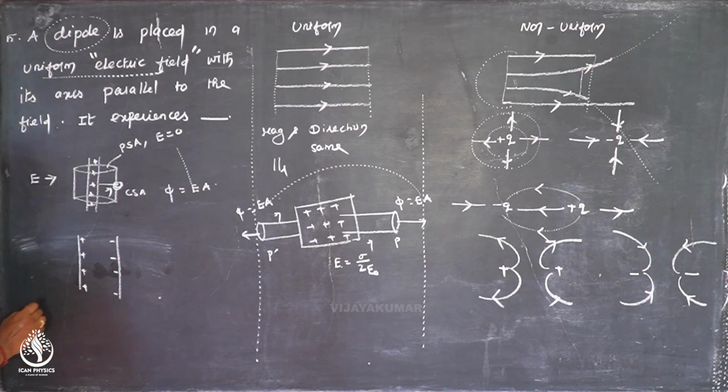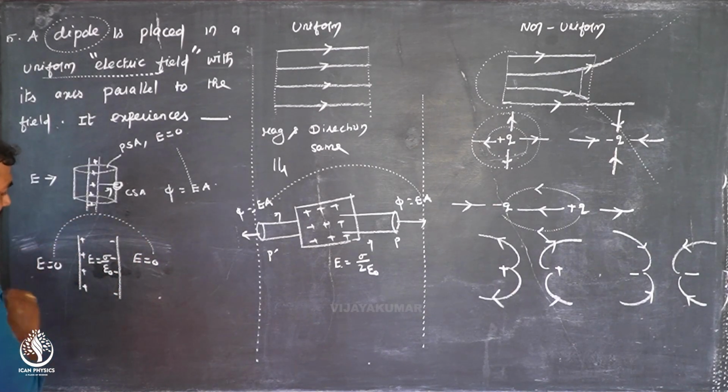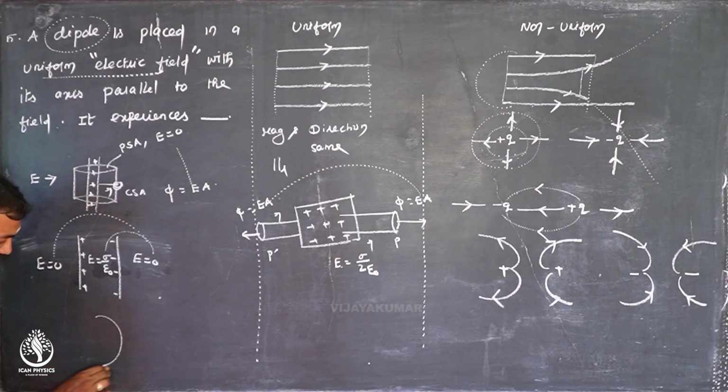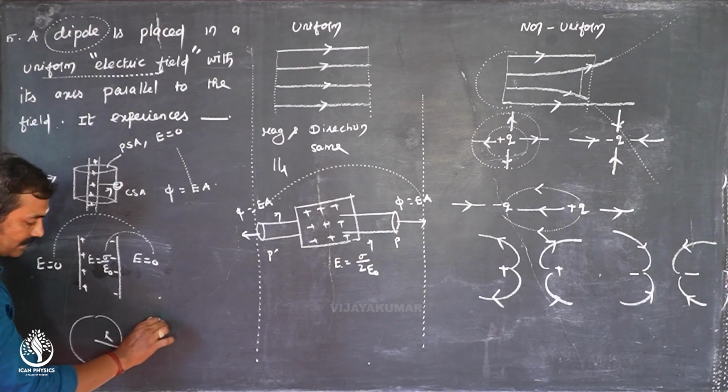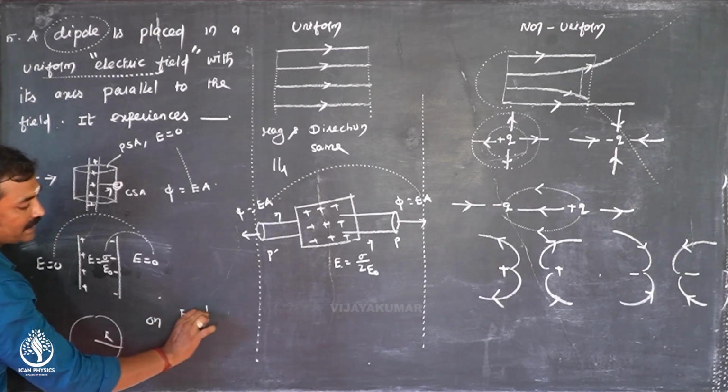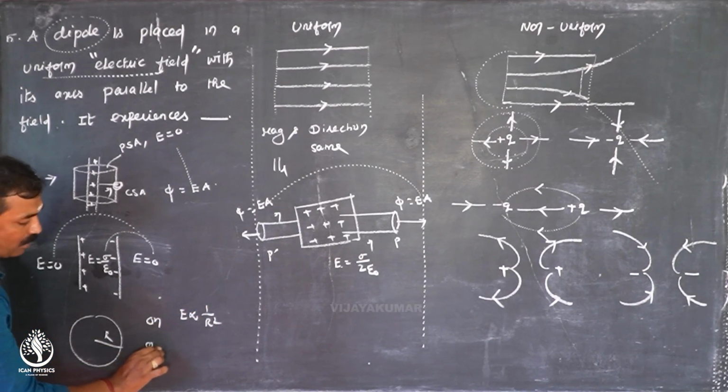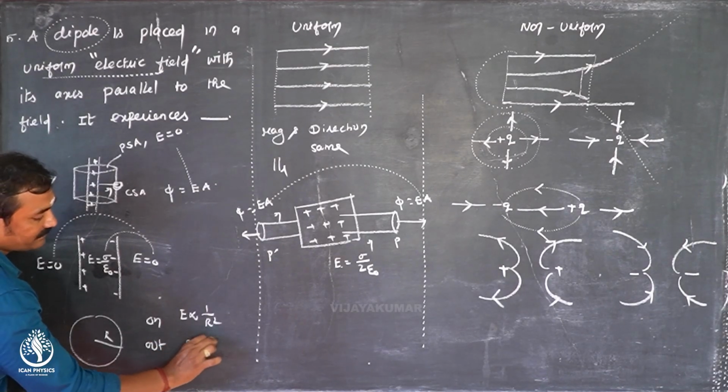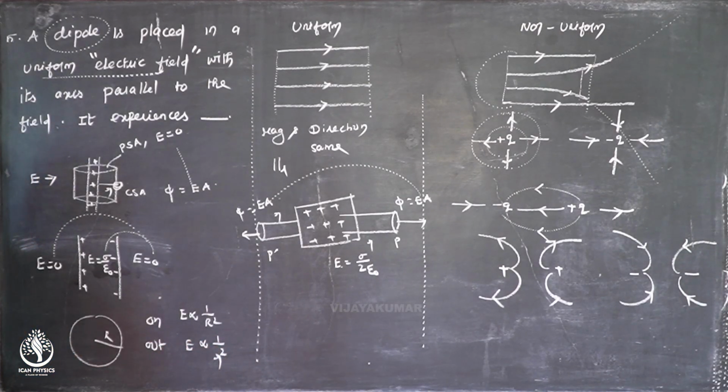Okay. When we place two parallel sheets which are oppositely charged, the electric field is 0 outside the two sheets. Between them, the electric field is sigma by epsilon 0. Here there is a variation of electric field from 0 to sigma by epsilon 0, which is non-uniform. For a spherical shell of radius r, on the surface E is inversely proportional to r squared. Outside the surface, E is inversely proportional to r squared.